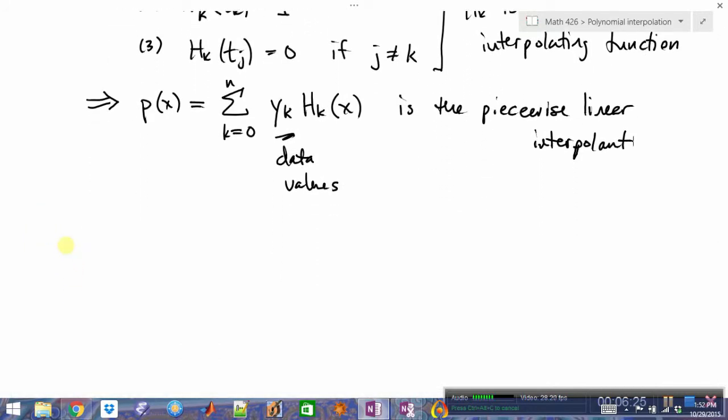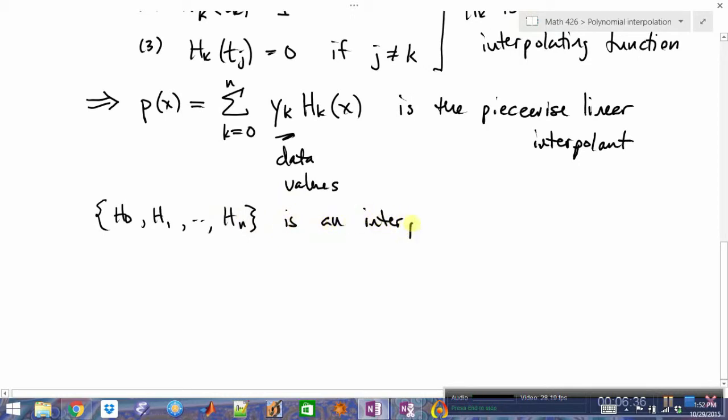So the set of hat functions is called a basis. It's an interpolation basis. That term basis really has the same meaning as it does in linear algebra. Every object that you want to find can be expressed as a linear combination of members of the basis. And furthermore, there's a unique combination.